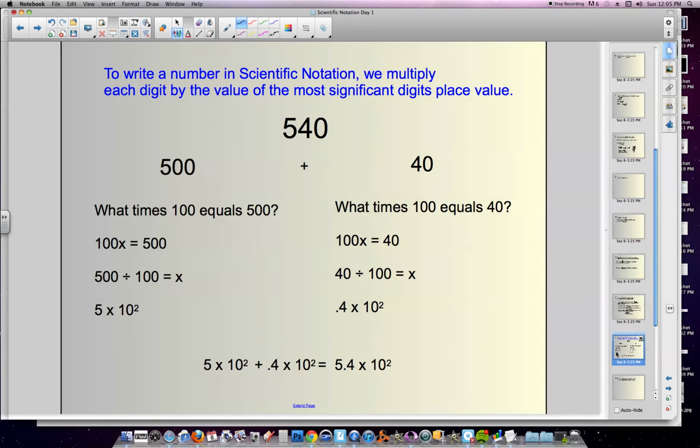So our process here to convert a number to scientific notation: figure out what the largest place value is, or the most significant digit. So we say, okay, this is the hundreds. So what times 100 is 500? Well, 5 times 100. And we've got 40 here. Well, what times 100 equals 40? Well, 0.4, right? That'd be 400 divided by 10, or 40. So we get 5 times 10 squared and 0.4 times 10 squared. And we can simplify this to say, well, that's just 5.4 times 10 squared.